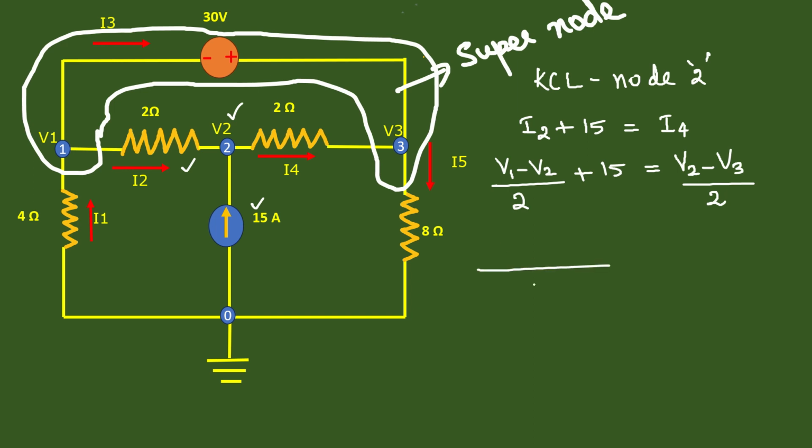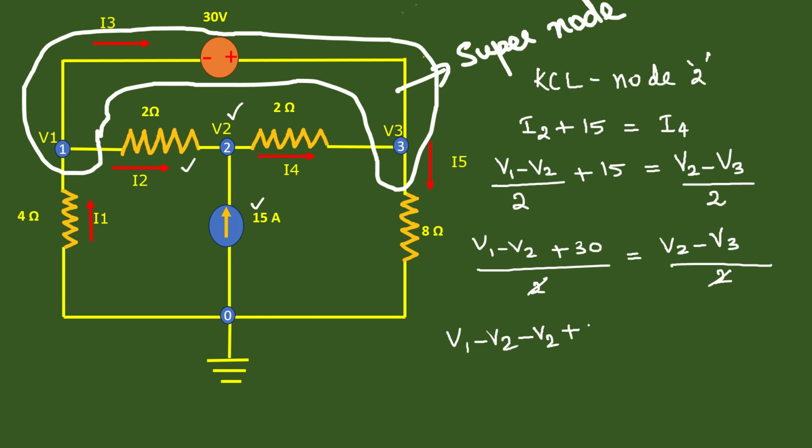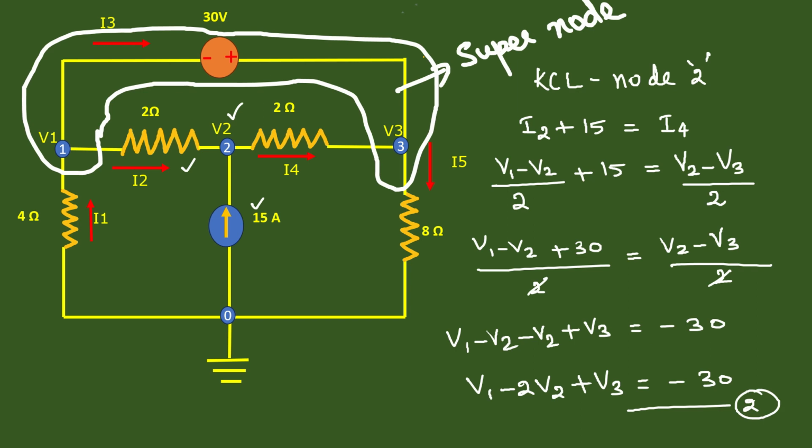When you take the common denominator here, it becomes V1 minus V2 plus 30, equal to V2 minus V3, all over 2. So you can cancel out the 2. So it becomes V1 minus V2, and this V2 can be brought over here. So V1 minus 2V2 plus V3 is equal to minus 30. So we got the second equation.